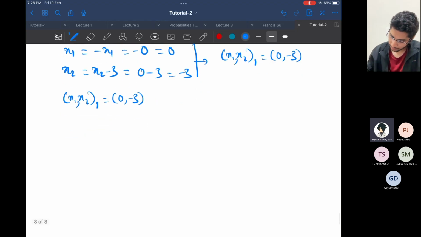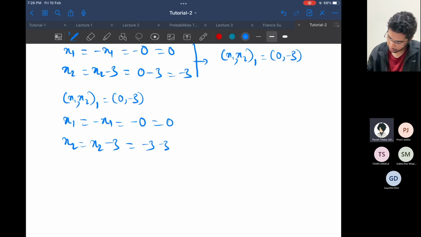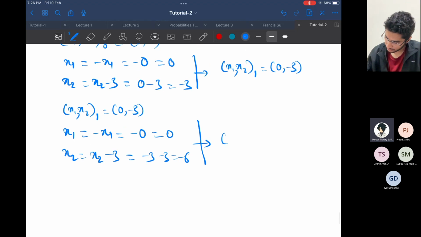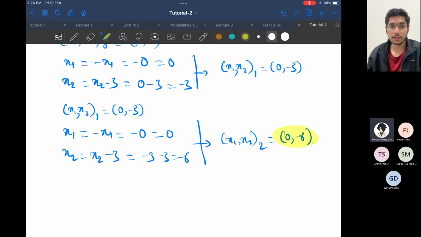This is what we get. So this was the first update. Now I will again do the same thing. x1 is equal to minus x1. Since x1 is 0, it will again be minus 0, which is 0. In x2, I will subtract 3 from it, x2 minus 3, which is minus 3 minus 3, which will become minus 6. Hence, x1 comma x2 after the second update is 0 comma minus 6. So 0 comma minus 6 is the final answer that we get.